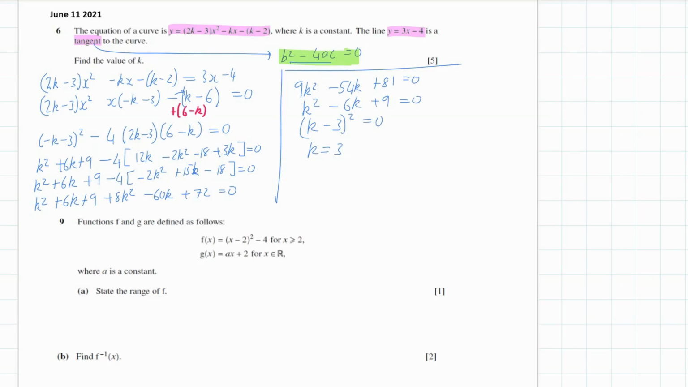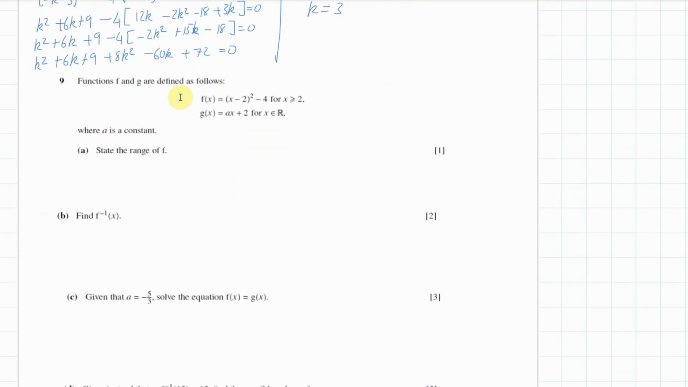Okay, the next one is a functions question. So that was quadratics. So the functions question here, we've got these two different functions, f and g. We've got some ranges here, which is important. And a is a constant, and I've got to state the range of f.